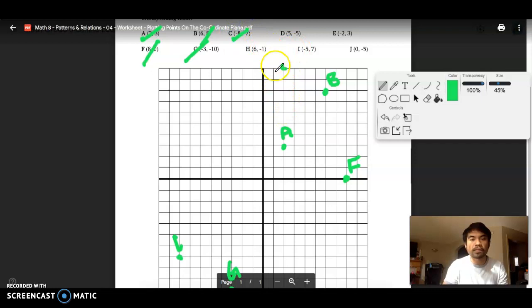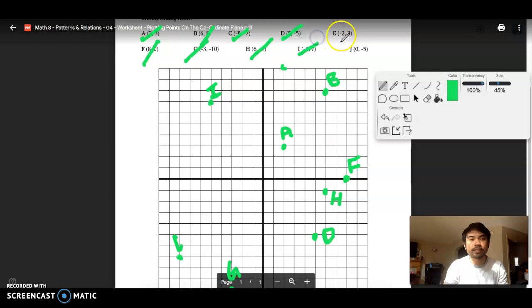6, negative 1. 1, 2, 3, 4, 5, 6, and then negative 1 right over here, and that one is H. This one goes away. This one is 5, negative 5. So 1, 2, 3, 4, 5, and then negative 5. 1, 2, 3, 4, 5. That one is D. Okay? And then let's do I. Negative 5 and 7. Negative 1, 2, 3, 4, 5, and then 7. 1, 2, 3, 4, 5, 6, 7. Right over there. That one is I.